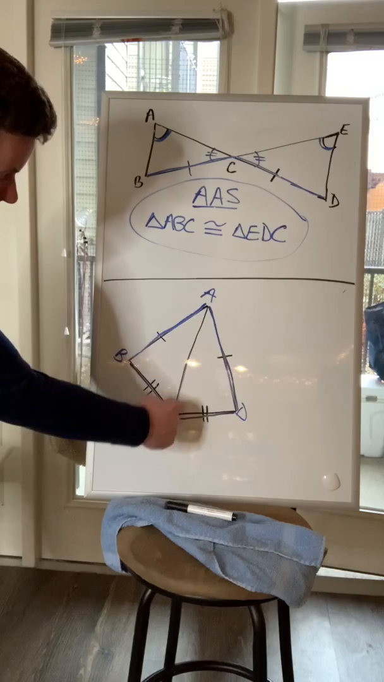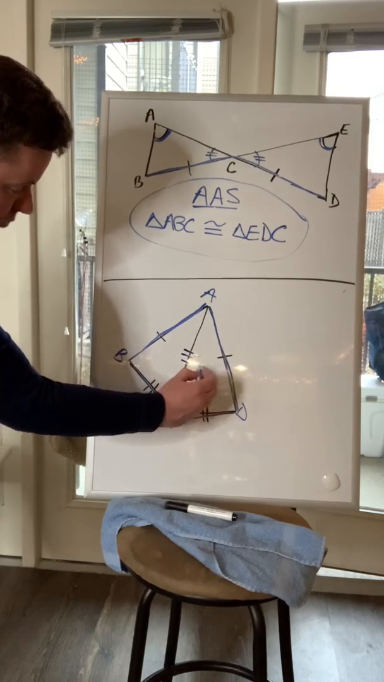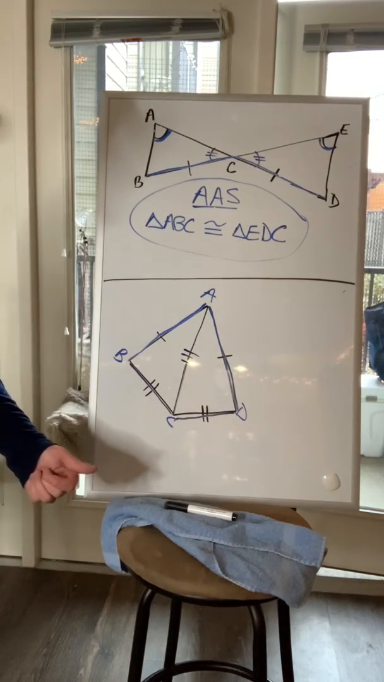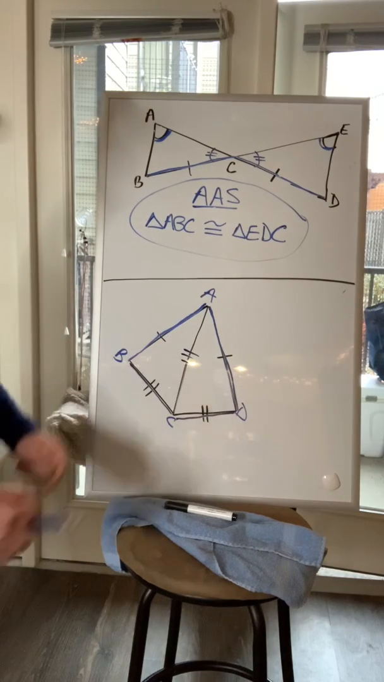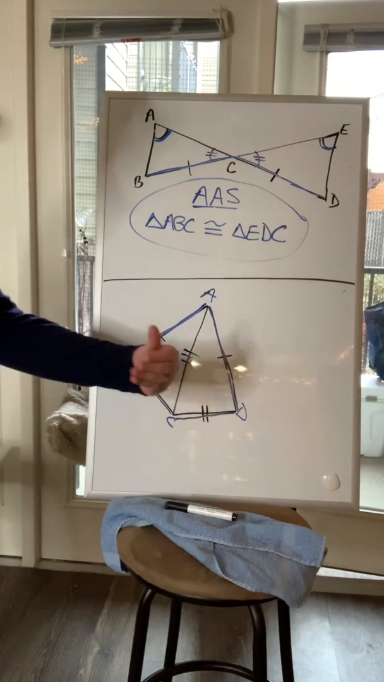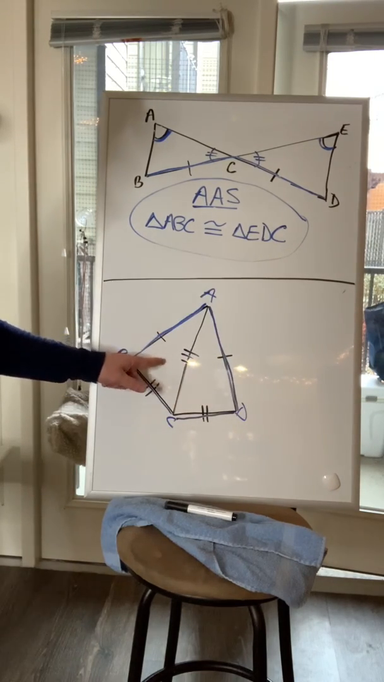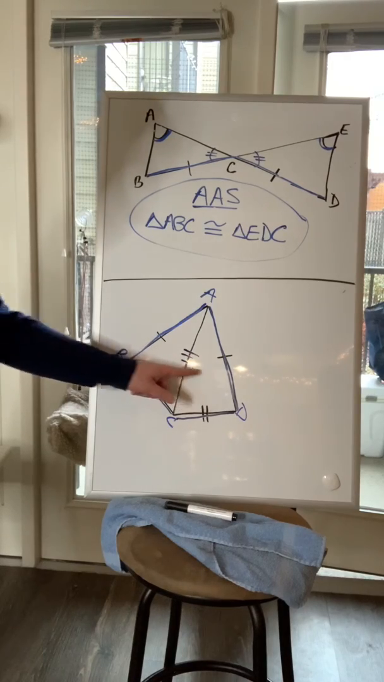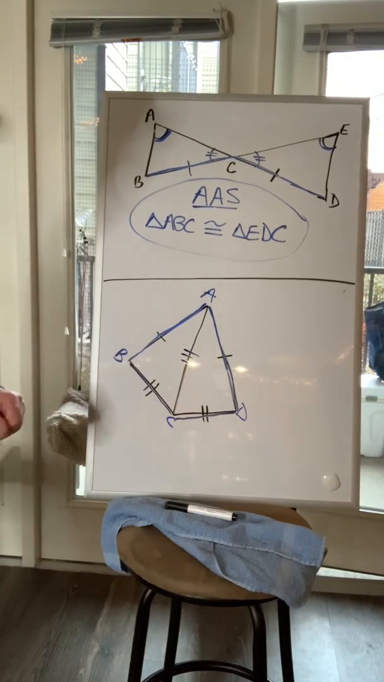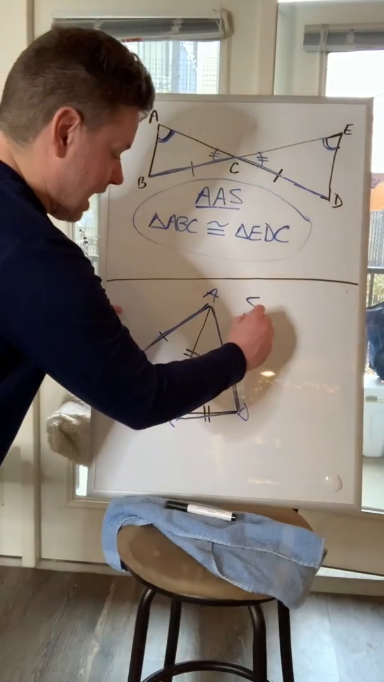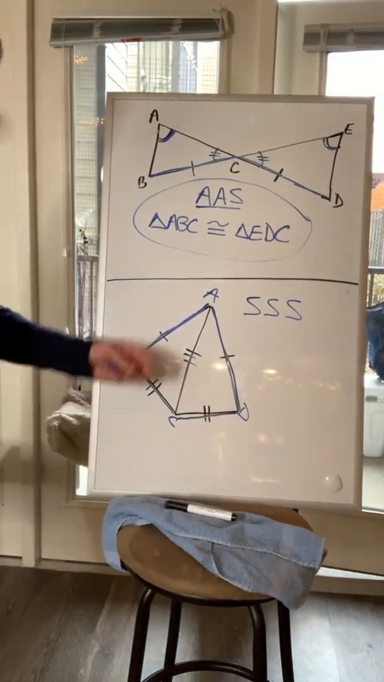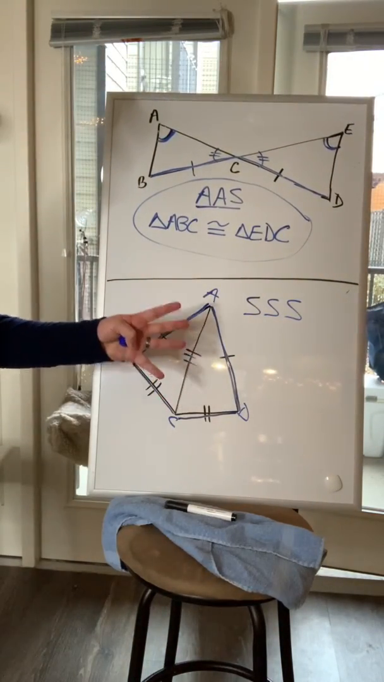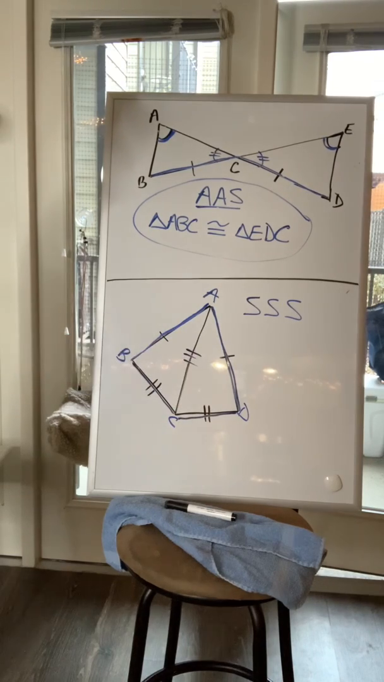AC is obviously going to be congruent to itself if I were to pull the triangles apart and look at them separately. So I actually have 3 sides in this triangle that match up with 3 sides in that triangle. So these triangles are congruent by side, side, side, because all 3 corresponding sides are definitely congruent by the way the diagram is.